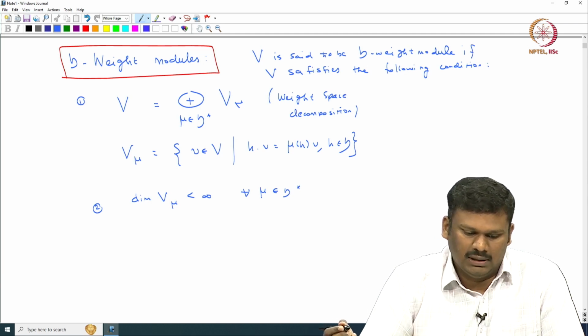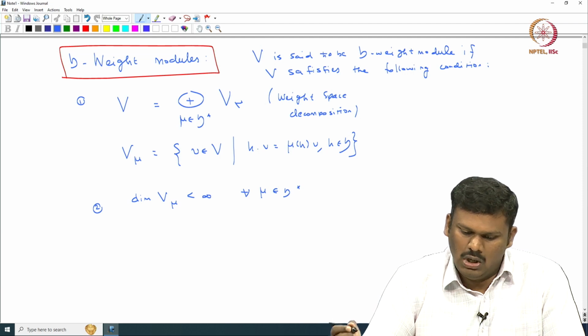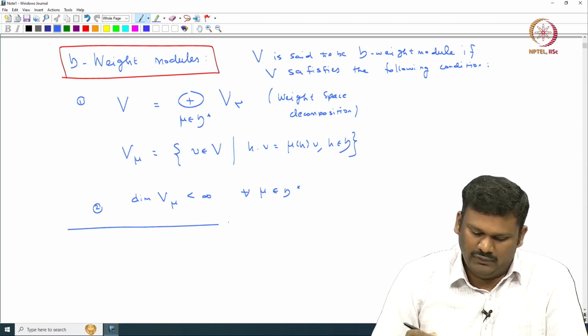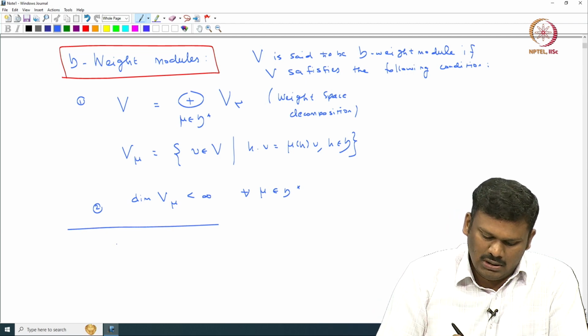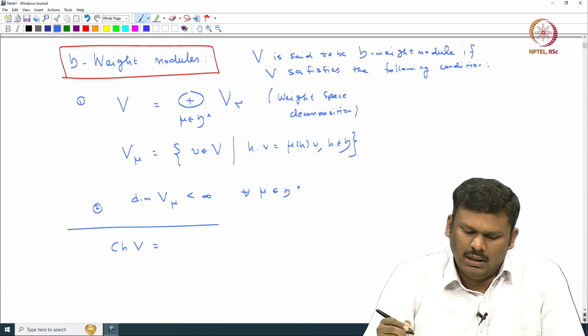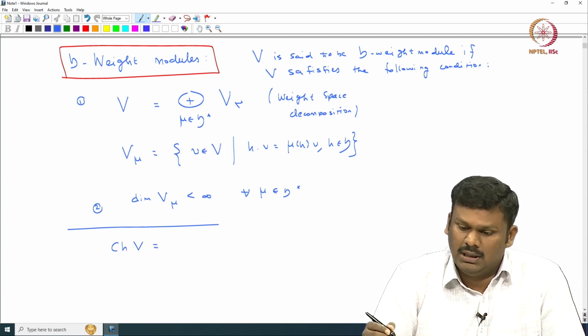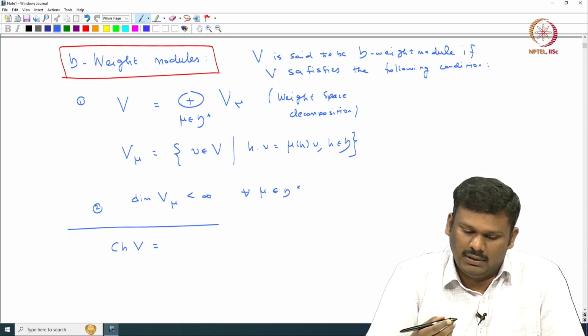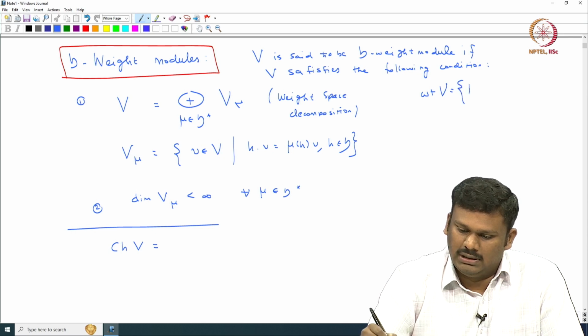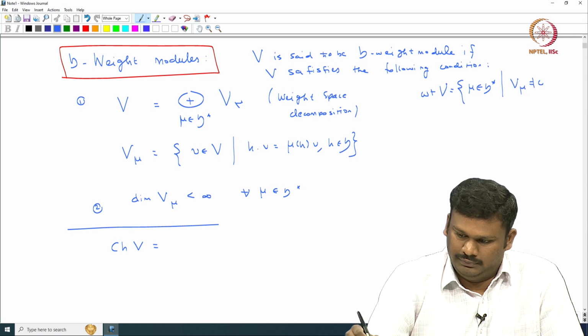So, now given this highest weight module, one can define the character of this V. So, if you think about it, we want to record all the data that is involved in the weight space decomposition. There are two sets of data that are involved. One is the weights of V. So, the weights of V, by definition, recall that these are those mu in H star such that V mu is non-zero.